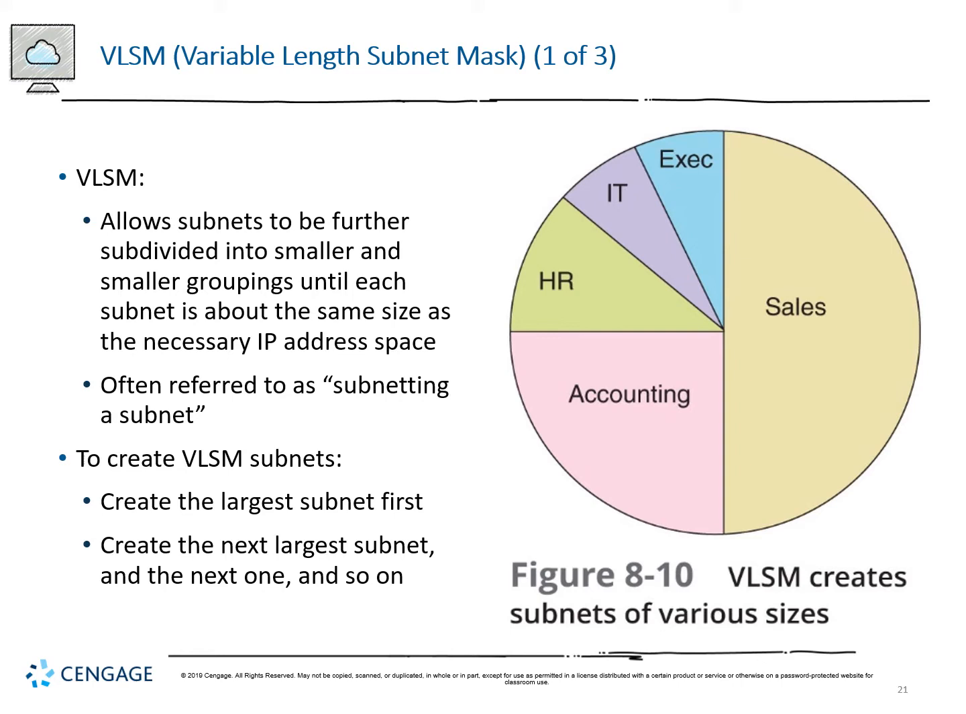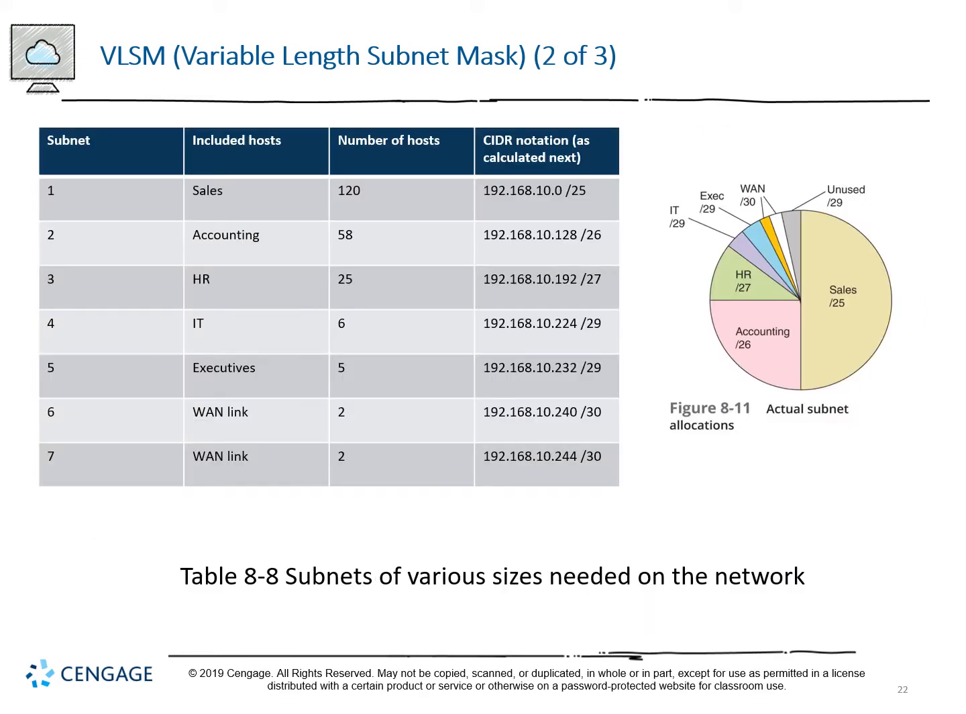So what we can see here is that in figure 8.10, sales takes up about half of our address space, accounting takes up a quarter, and then we have an 1/8 for HR, and a 1/16 each for IT and executive networks. Now, what we can actually do to make things a little bit more efficient is squeeze it down like this. Let's say that for sales, we need 120 hosts. For accounting, we need 58. For HR, we need 25. For IT, we need 6. Executives, we need 5. And we need 2 groups of 2 each for the WAN links that will allow us to connect between external networks.